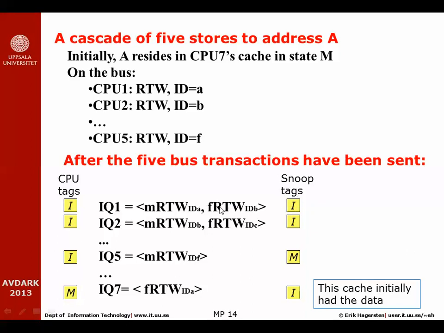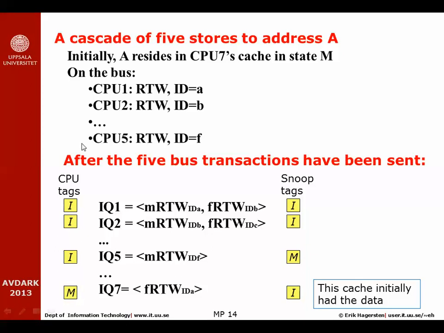That same foreign read to write request appears as a my read to write request in CPU 2's input queue. So it has seen its own transaction on the snooping bus out here, which forced it to change state to modified. But right after that, it saw a foreign read to write request to the same cache line, so it changed it to invalid, and so on. Going all the way down to the input queue of CPU 5, which only has its own my read to write request, and it has the Snoop tag state modified because it was the last one to send a read to write request for this cache line.